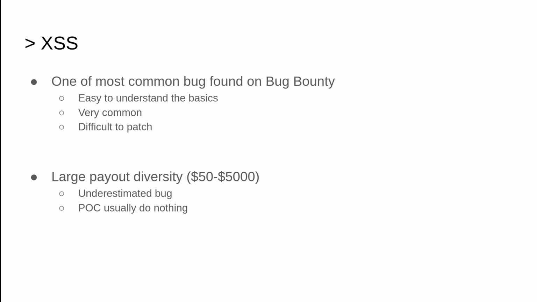For example, I've seen programs where XSS were out of scope, but CSRF were in scope. And that's a bit ridiculous, because with an XSS you can do basically the same thing as what you will be able to do with a CSRF. So how can we help program managers and developers to better understand the impact of such bugs?